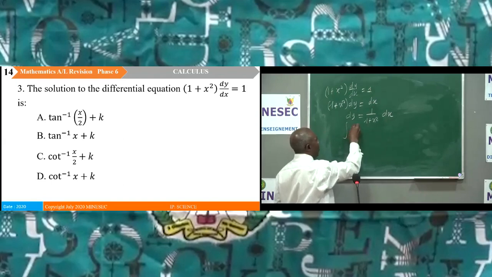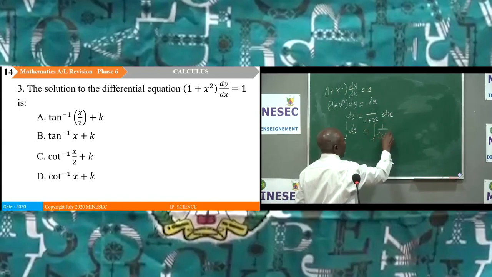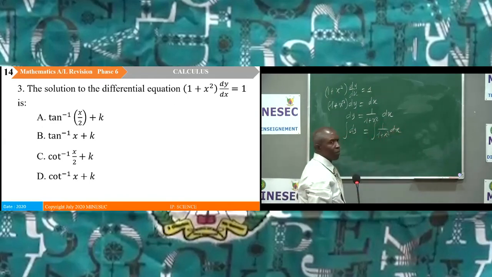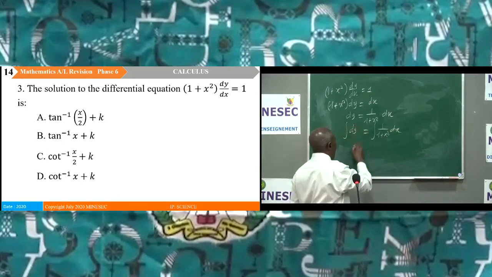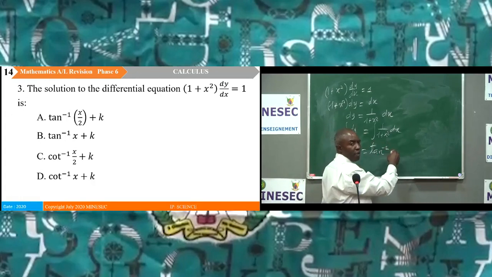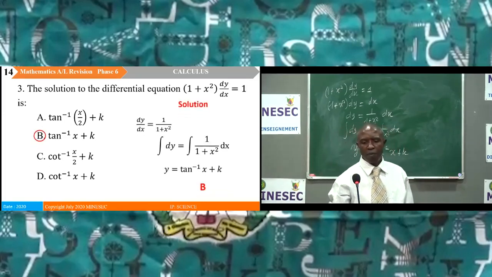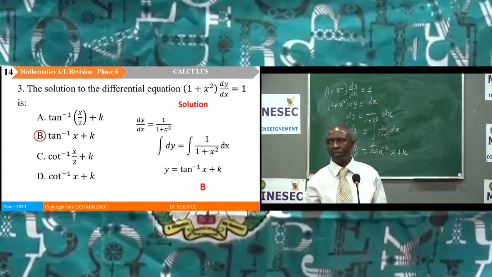We have the integral of dy equal to the integral of 1 on 1 plus x squared dx. And with this, the integral will be y equal to tan inverse of x plus k. And the correct answer there is B.